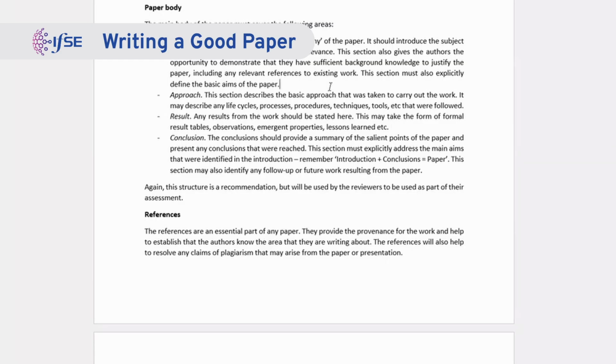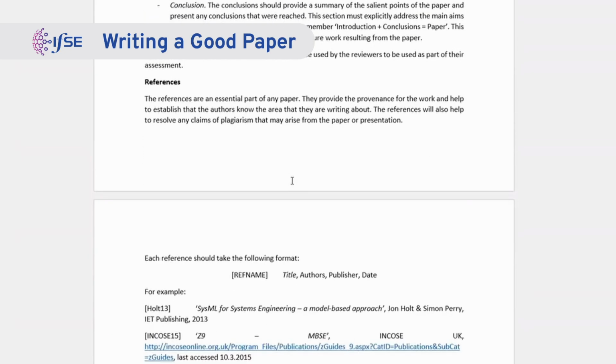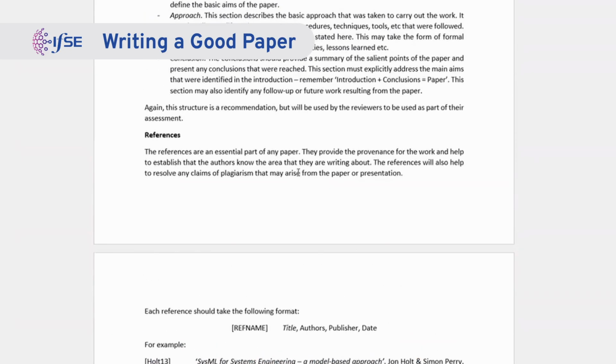The stuff in between, so the approach and the results or any findings that you may have had, we'll leave pretty much up to people, but this is what we give as part of the advice to the reviewers. The references are very important. You must have references. You must provide a provenance to what you're doing. This serves a number of purposes. First of all, it helps the reviewers to establish that you are aware of the field and you are aware of other work in the field.